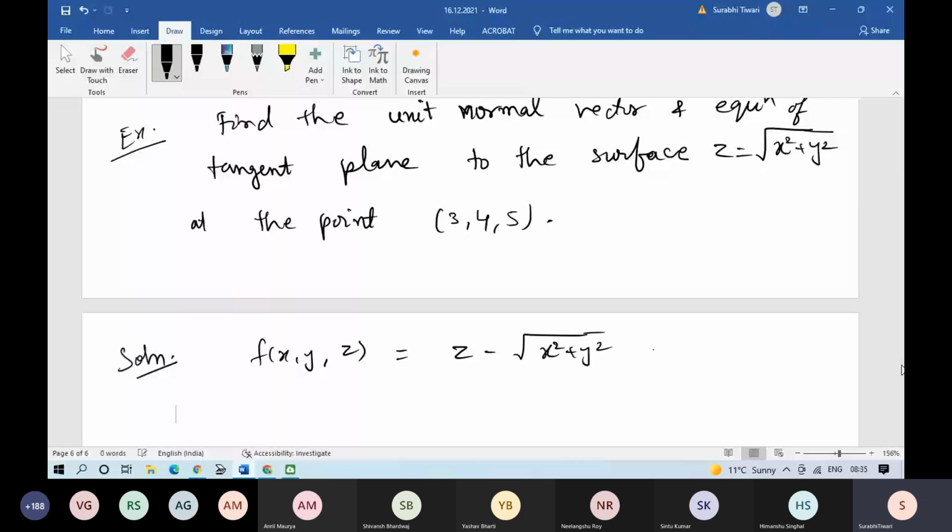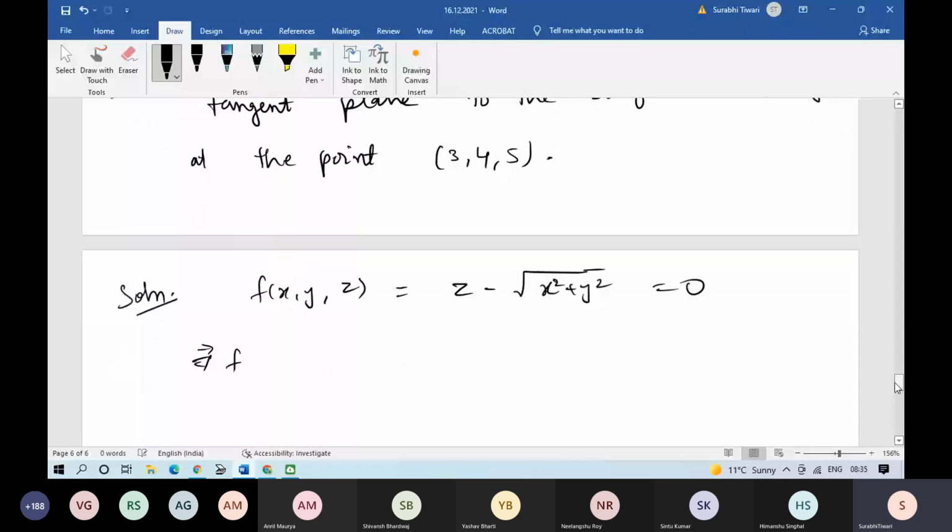Now what will be gradient of f? This will be minus x by z i minus y by z j plus k. यही होगा. तो नॉर्मल वेक्टर पहले निकालो at the point 3, 4, 5. Normal vector at 3, 4, 5, put the value of x, y, z is equal to 3, 4, 5 respectively. So this will be minus 3 by 5 i minus 4 by 5 j plus k.